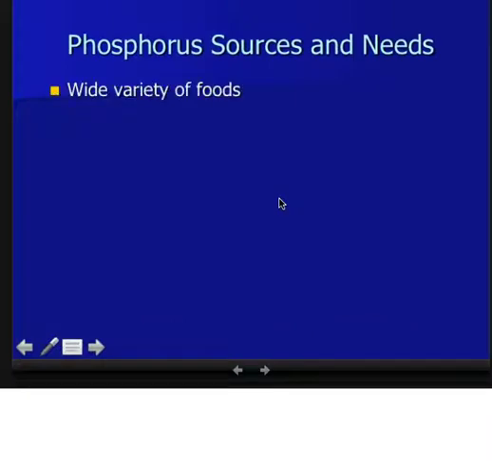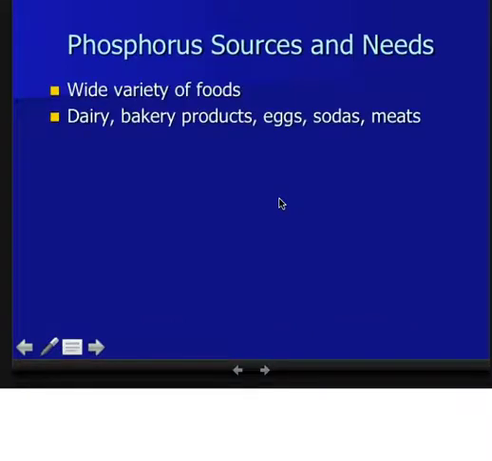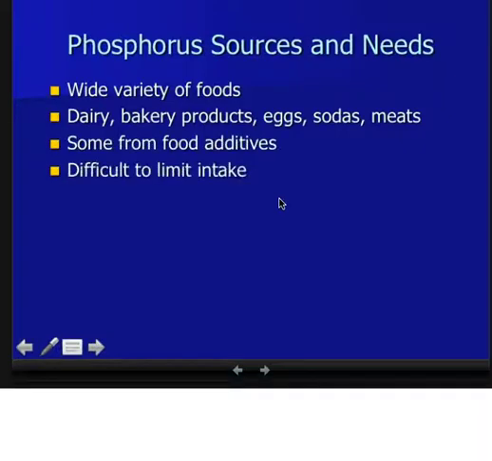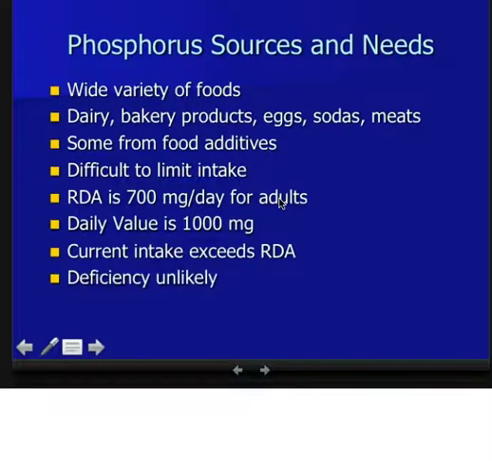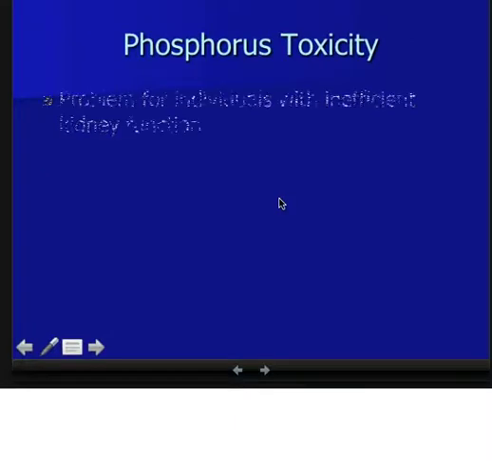Okay, where do we get it? In a wide variety of foods: dairy, bakery products, eggs, sodas, and meats. Some food additives. It's difficult to limit our intake. The RDA is about 0.7 grams a day for an adult. Daily value is about a gram a day. Current intake usually exceeds the RDA, but a deficiency is not likely.